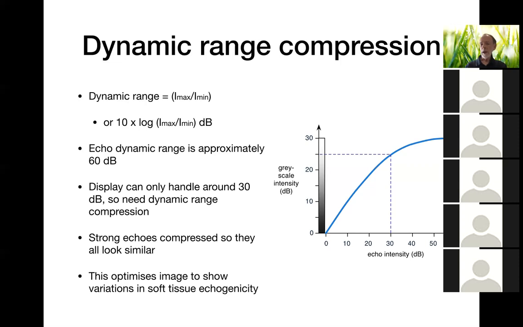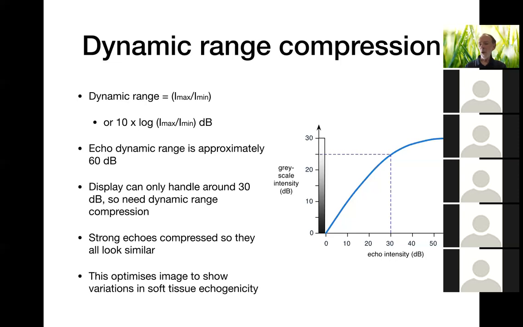If I look at a mid-range echo, so an echo that has a strength at the 30 decibel mark, then I would draw a line as I've shown here, the dotted line, and then go across to the vertical axis, and that tells me what brightness will be displayed on the screen for that particular echo strength. It's showing me that the brightness on the screen is at the 25 dB mark, which is quite close to white. Not quite white, it's a very pale grey, but it's getting close to white.